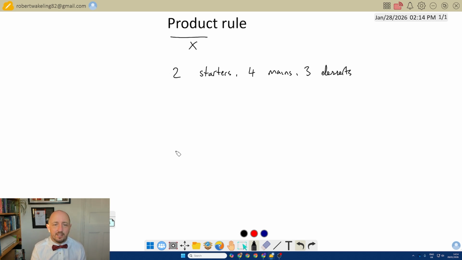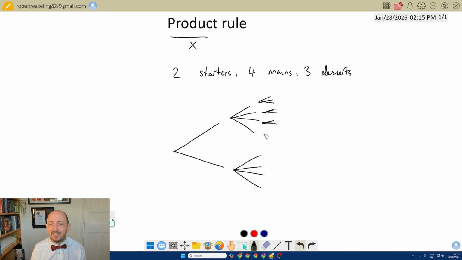So as an example, we could do a probability tree idea, 2 starters, each of those has 4 mains, and each of those has 3 desserts. That's the kind of idea that we're doing here. Obviously this is looking a little bit unwieldy, but this is all of the different combinations in this case.